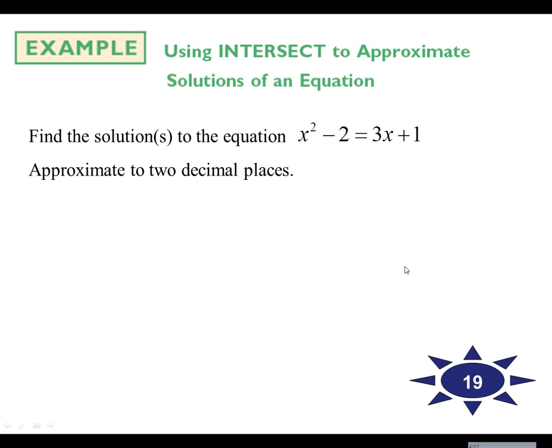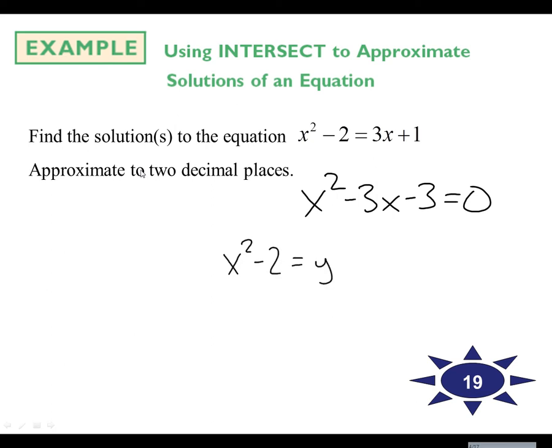All right, so let's go ahead and solve one when we don't have 0 on one side. Now, two ways to do this. We could move this equation around and get x squared minus 3x minus 3 equals 0 and solve it the way we just did. No problem with that. We'll get the solution.